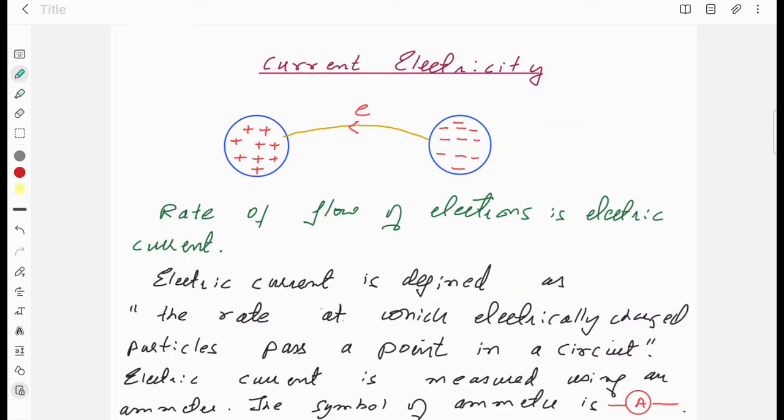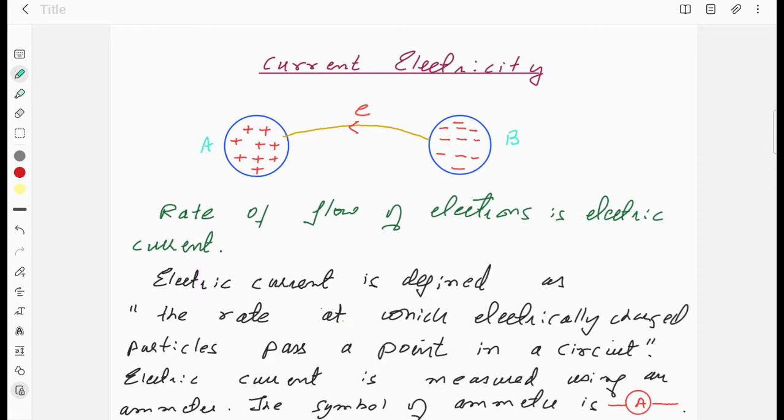Suppose I have two spheres. Sphere A is positively charged and sphere B is negatively charged. If I connect the two spheres by a copper wire, then electrons will flow from sphere B to sphere A. Rate of flow of electron is electric current.